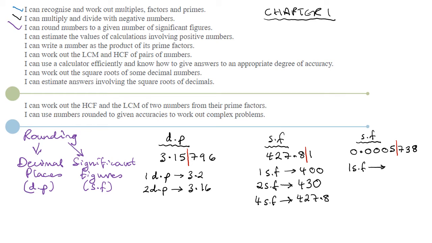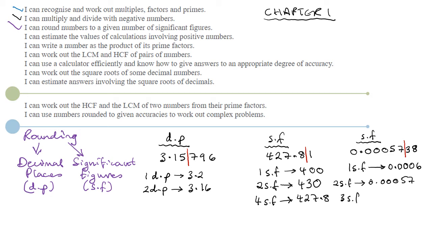There's a 7 there, so that means that 5 will go up to 6. I still put the zeros which are in front. I don't want to change the size of the number. So 0.0006. Let's try 2 significant figures with the same number. So this time, if we count the significant figures, our line is going to be here. The 7 is not going to change because there's a 3 after the line, so that'll be 0.00057, and we'll do one more.